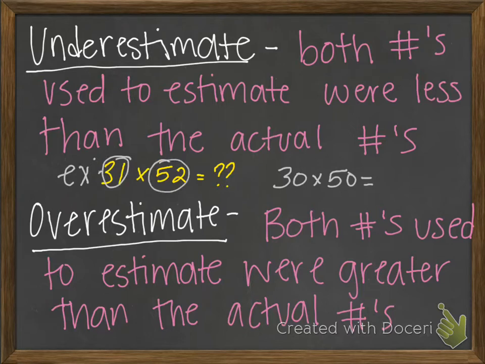So I'm going to ask myself, is 31 closer to 40 or 30? And it's closer to 30, so I'll change that. And is 52 closer to 50 or 60? 50. So I just estimated both of these numbers. Well, I estimated down. So 31, I really took 1 away, and 52, I took 2 away. So that's how I would know that I was underestimating.